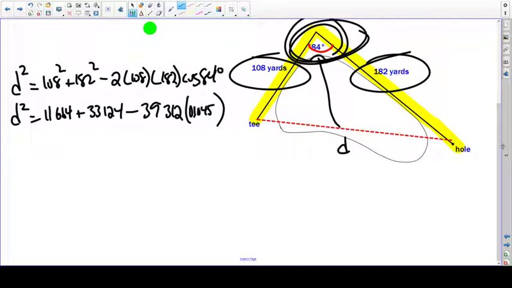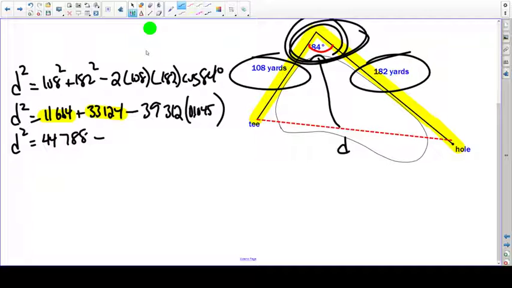Now remember the importance of retaining those decimal places. So I'm going to take that 0.1045 on my calculator and I multiply it by 39,312. And I've got an answer and I'll tell you what it is in a minute. First off though, we will add the 11,664 and the 33,124. And if we add those together, we're going to get 44,788.